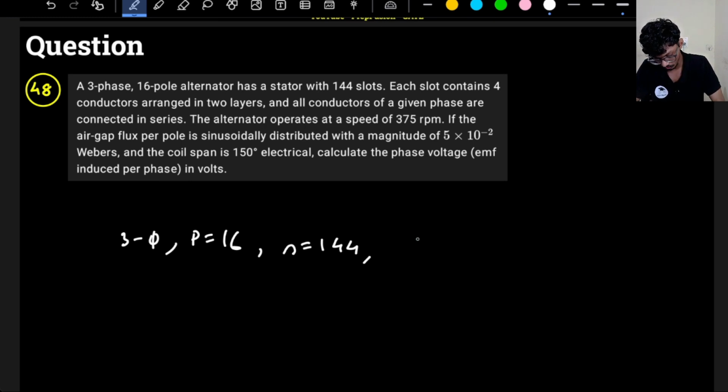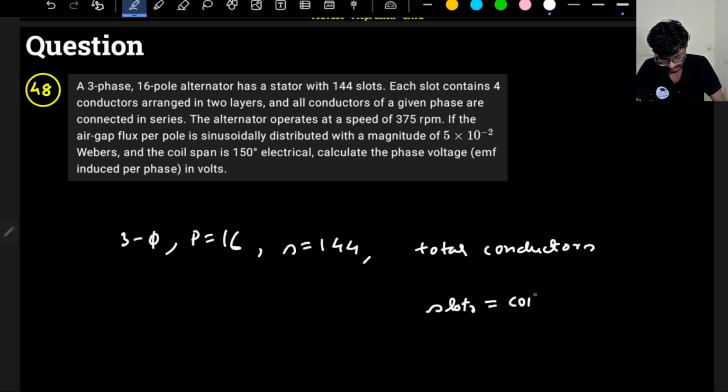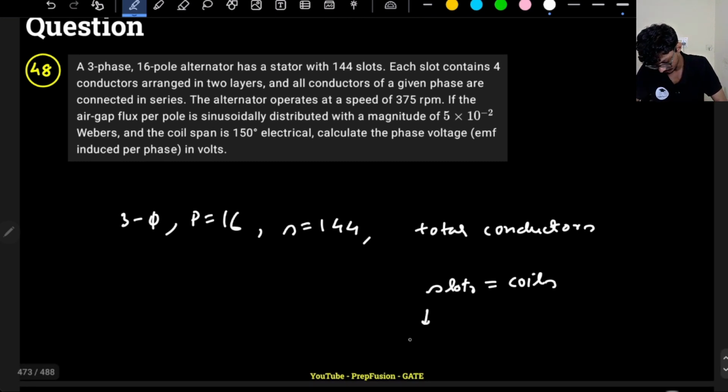Each slot contains 4 conductors. So what is the total number of conductors? Each slot contains 4 conductors, arranged in 2 layers. So here the total number of slots and total number of coils will be the same, right? When it is a double layer winding, the total number of coils and slots are both the same. So what will be the total number of conductors? 4 into 144, right? This will be the total number of conductors.